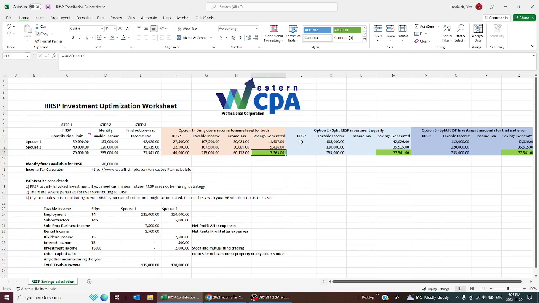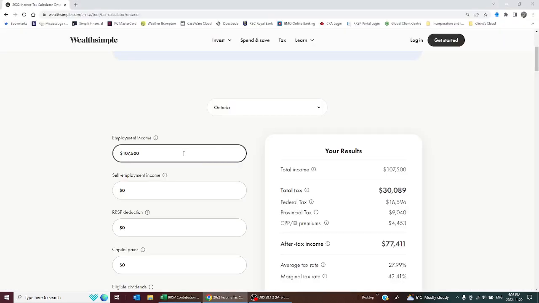Fine. Now some people say, why don't I rather put 20,000 into RRSP for each? Simple as that, 40,000 distributed equally. Great. Let's go and check. Taxable income is 115,000 now. So we are going to go here and see how much is the tax on 115,000.